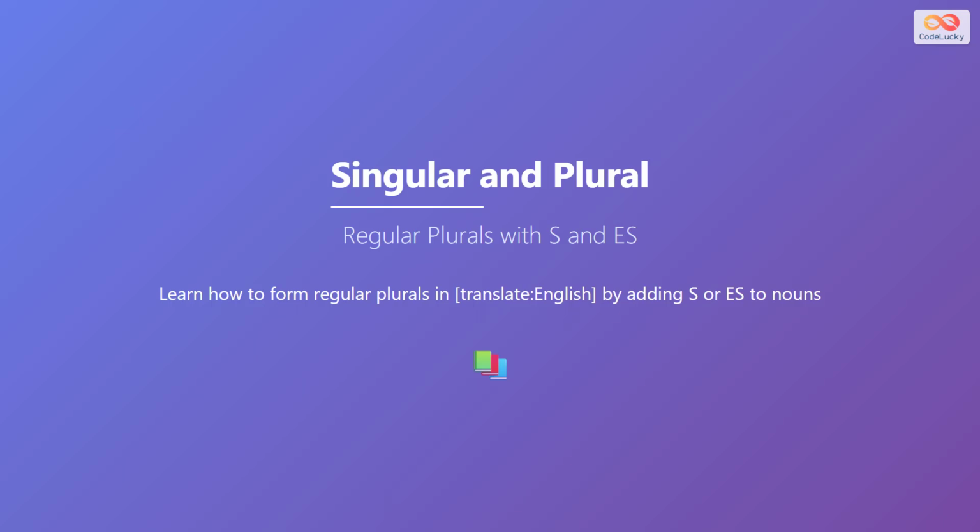In English, we use singular nouns when we talk about one thing and plural nouns when we talk about more than one thing. In this video, you will learn how to form regular plurals by adding the letter S or the letters E and S to the end of nouns. This is one of the most basic and important rules in English grammar.